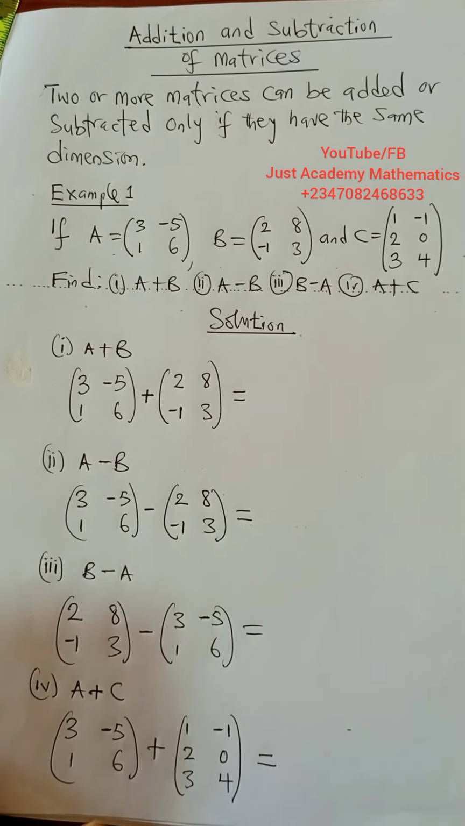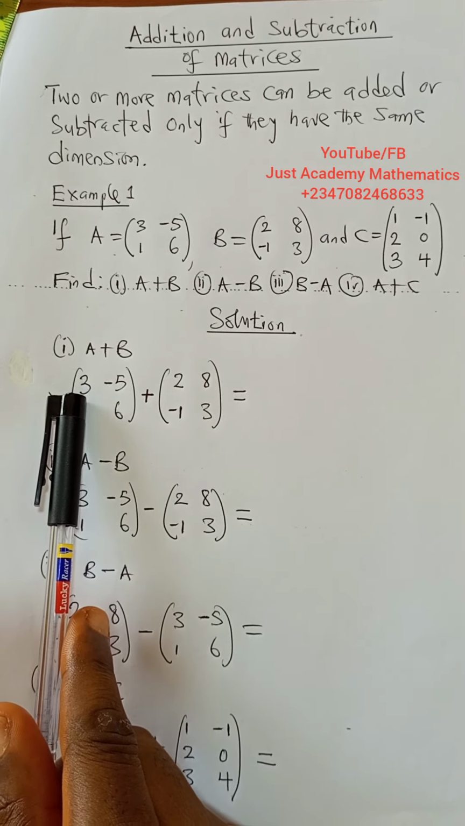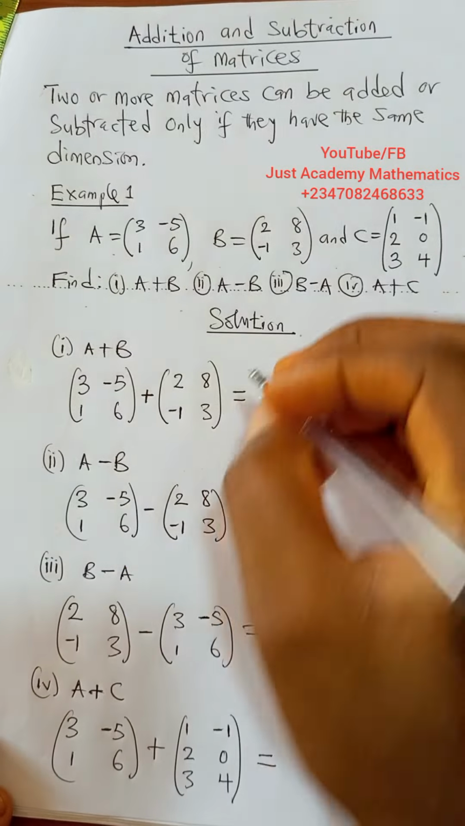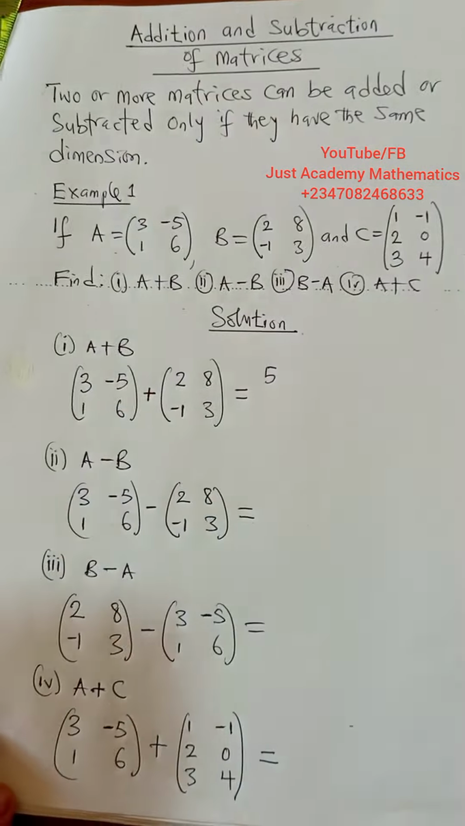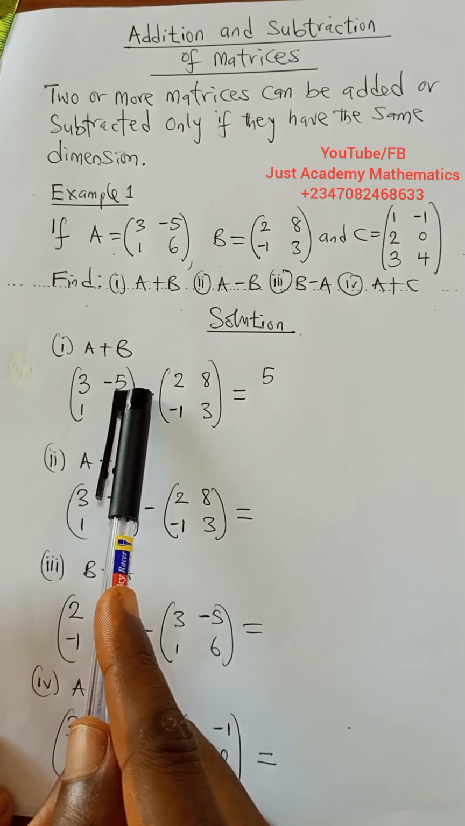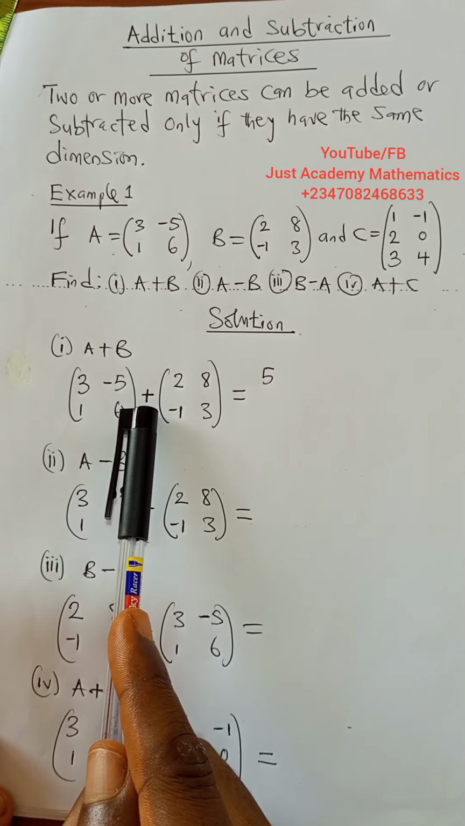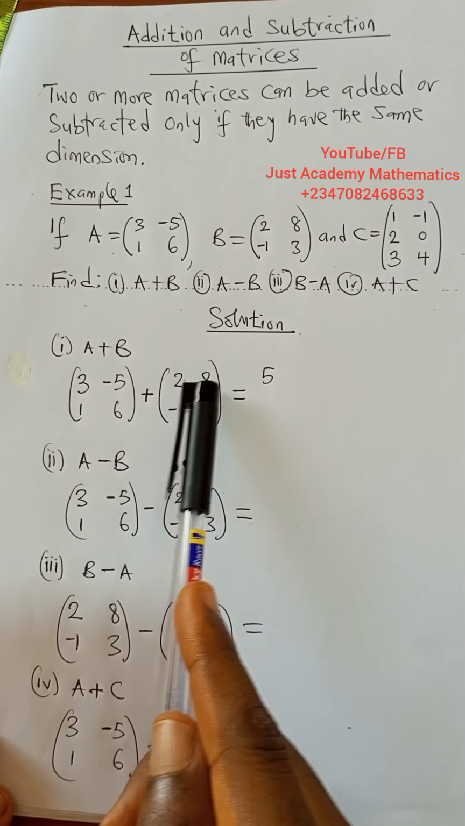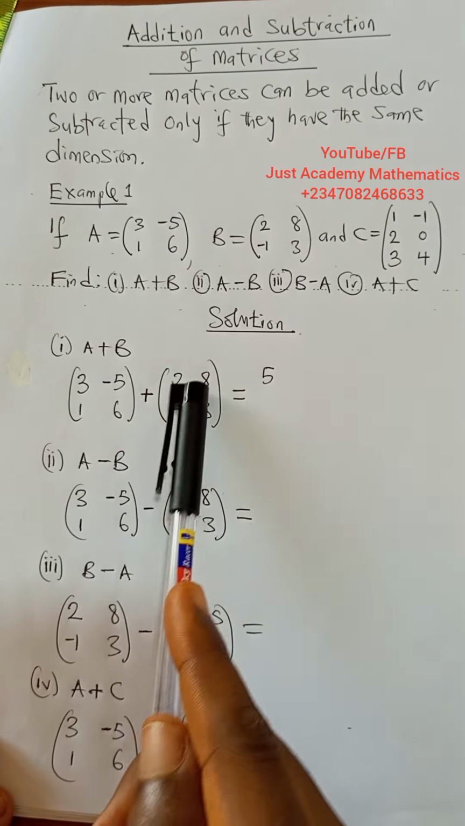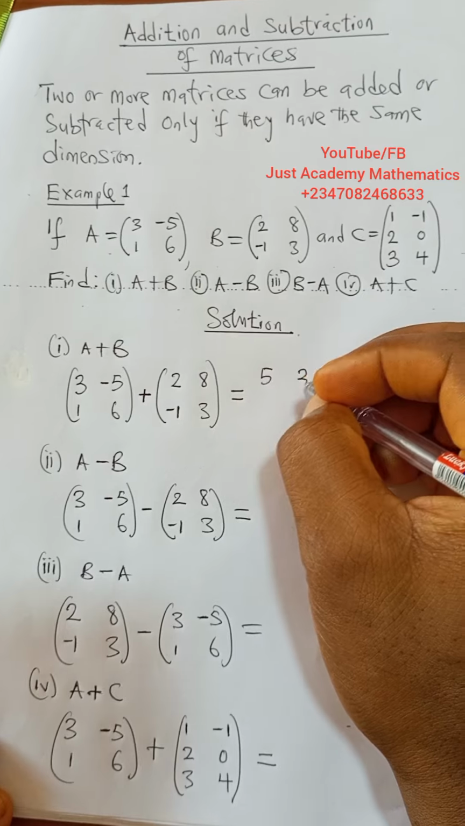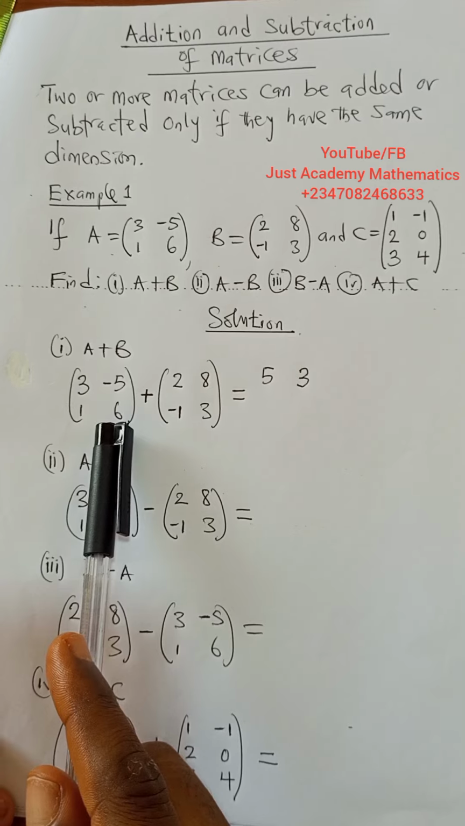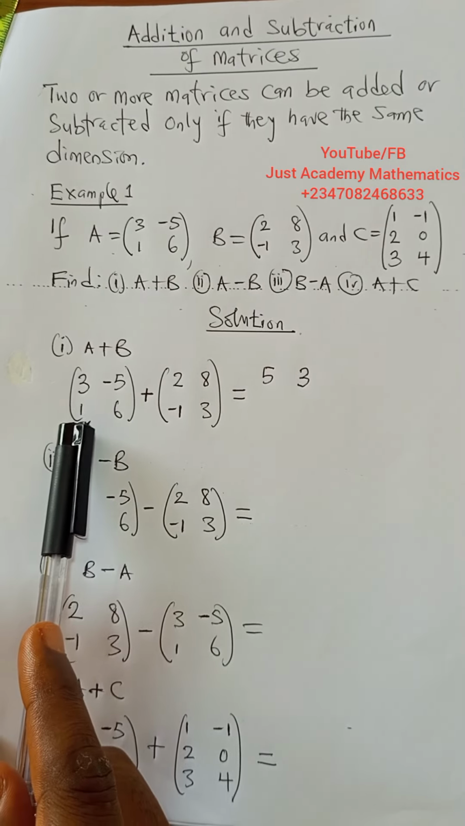It's simple. So the first entry here is 3 plus the first entry here is what? 2. 3 plus 2 is what? 5. I'll put 5 here. Now the same thing. The second entry on the first row is what? Minus 5 plus the second entry on the first row for B. That is minus 5 plus 8. Minus 5 plus 8 will give us what? 3. Positive 3.